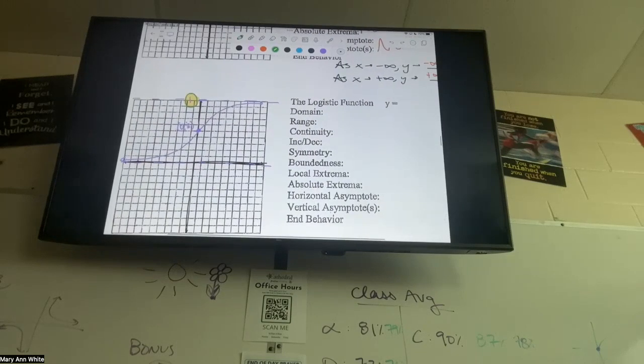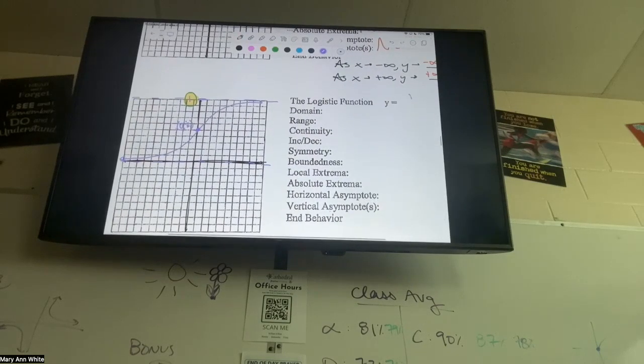The equation for this one is 1 over 1 plus e to the negative x. Kind of funky.